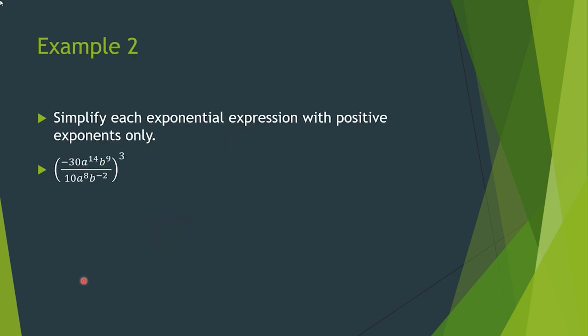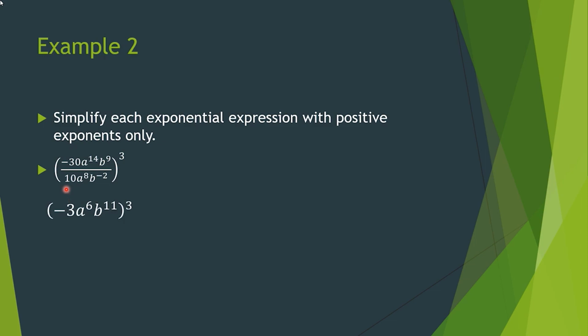So we have something like this. Now to approach it, what I would do is simplify what's inside the parentheses first. You could very well raise everything to the third power, but you'll end up with very large numbers. So it's better to simplify first. You'd simplify the number, simplify the a's, simplify the b's.